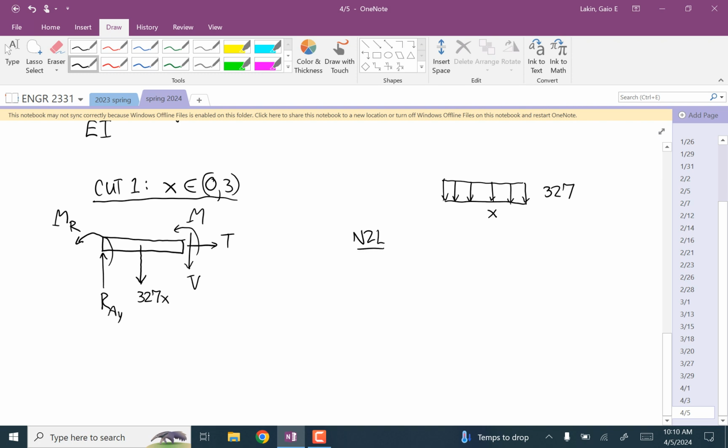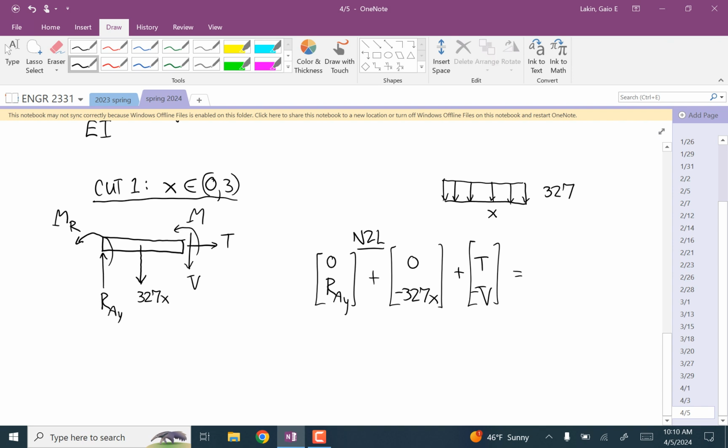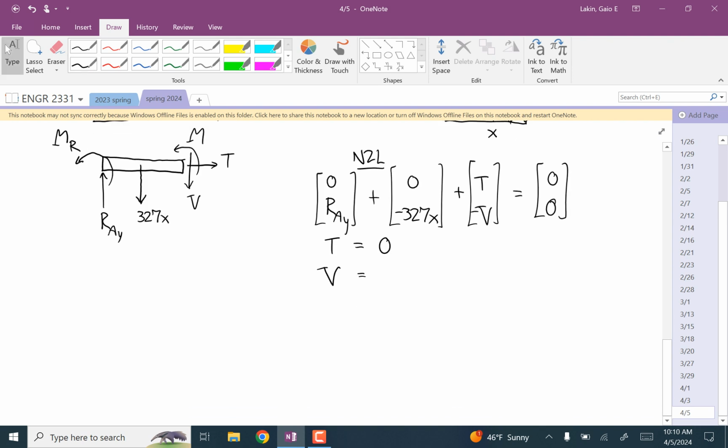Newton's second law says 0 equals RAY plus 0 negative 327x plus T negative V is equal to zero. T is 0, that's not a surprise. And then V is equal to negative 327x plus RAY.